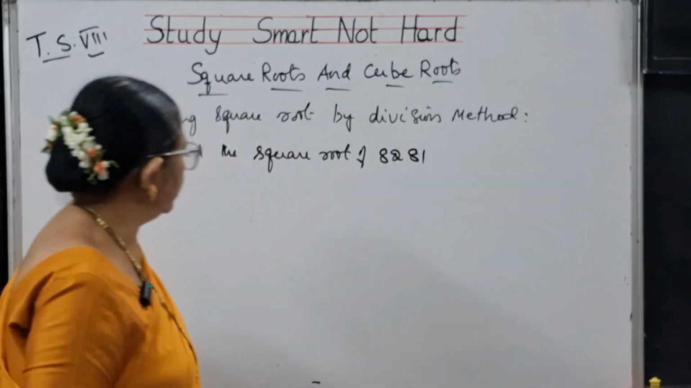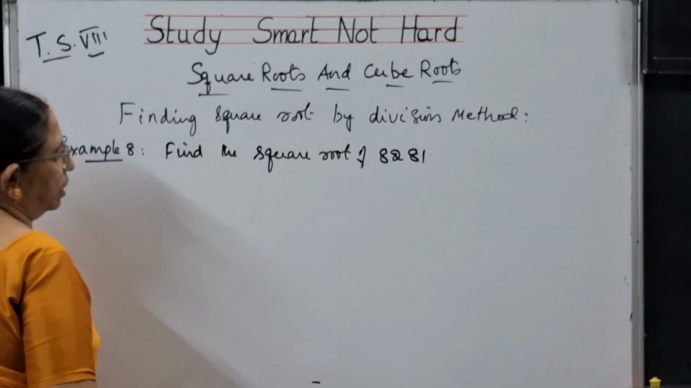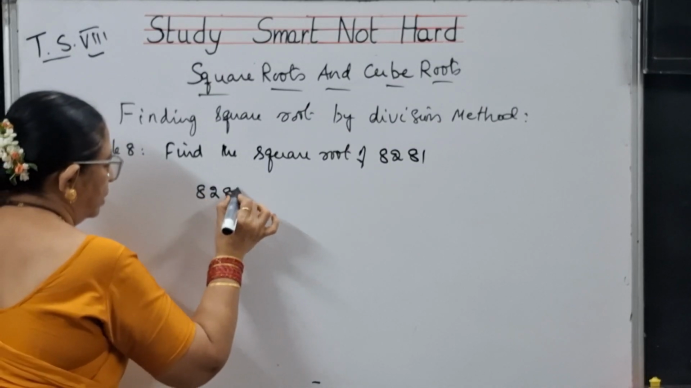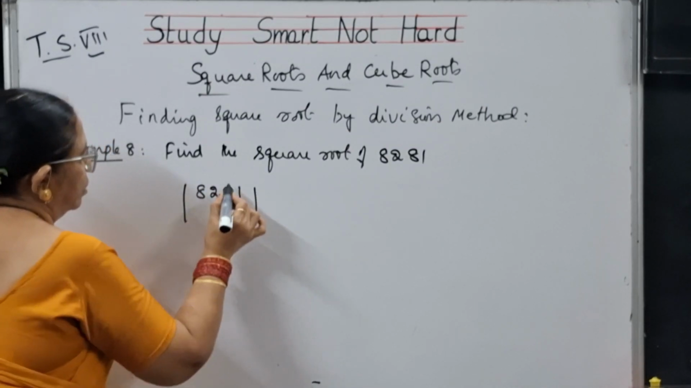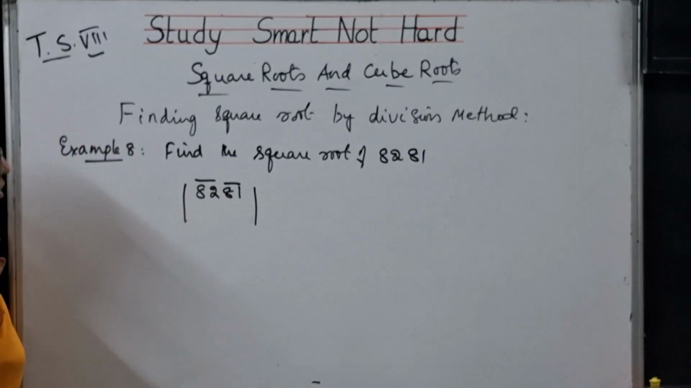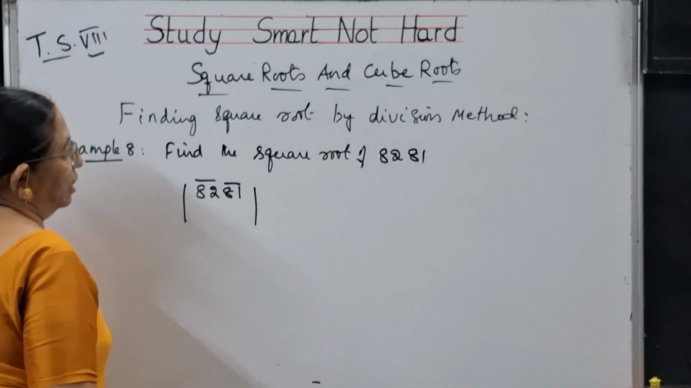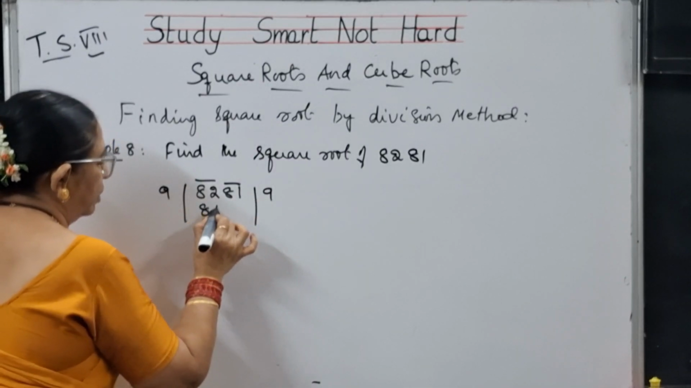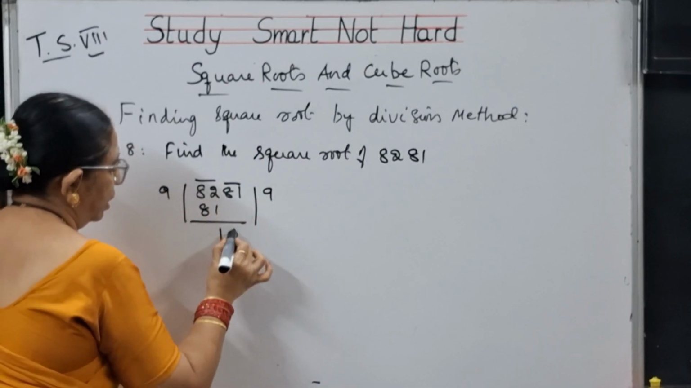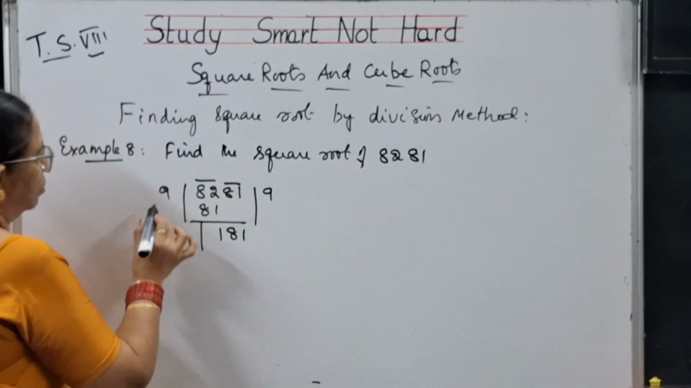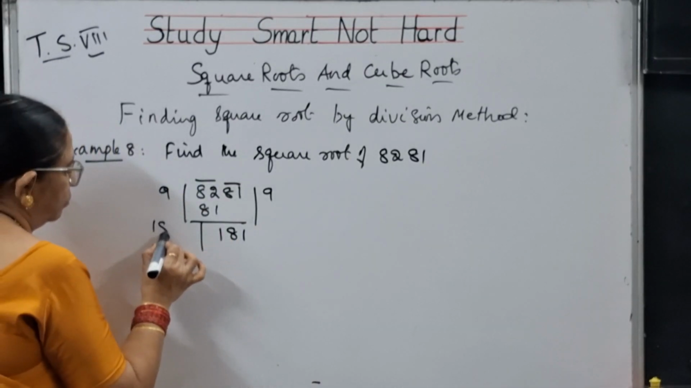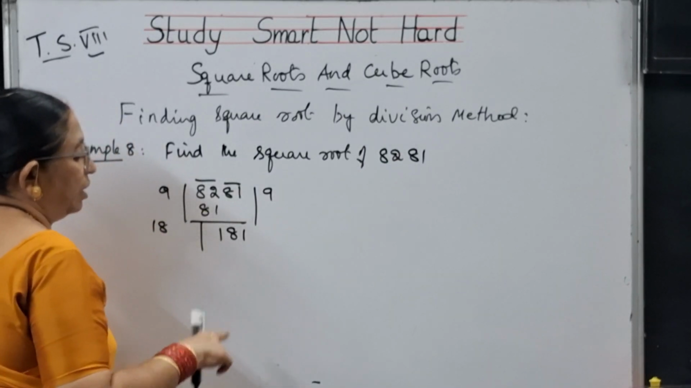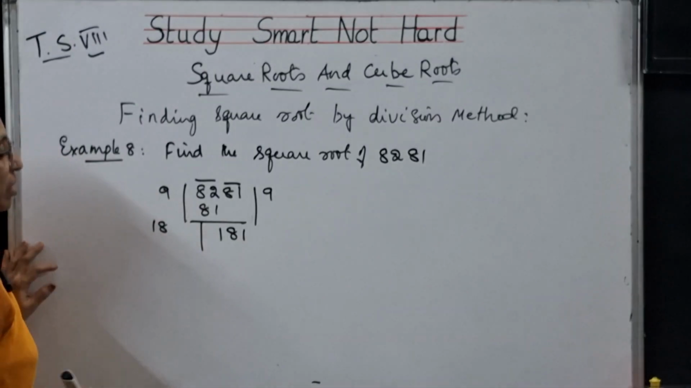Now example 8. Find the square root of 8281. So take 8281. Again, make pairs. So 82 you have got. We know that 9 9s are 81. So take 9 9s are 81. So you have got 1 here and 8 and 1. So multiply 9 by 2, 9 2s are 18.